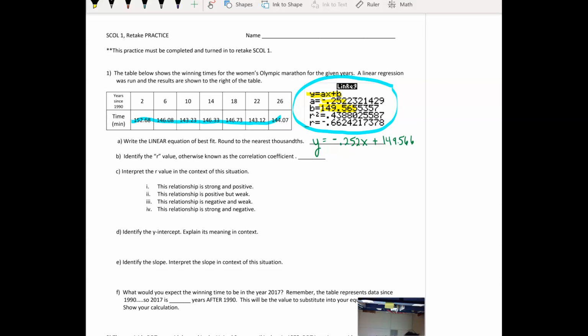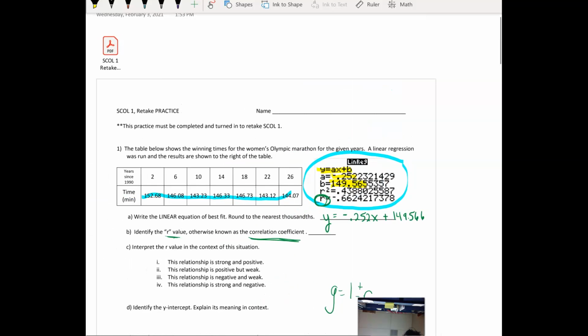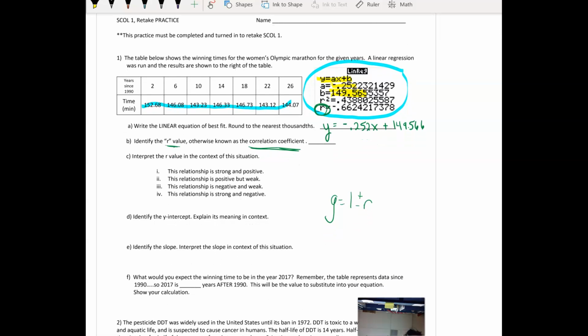The next thing we're going to ask is the R value. So the R value should not be confused with this R of G equals 1 plus or minus R. The R that's here is known as the correlation coefficient, and that's this number that I'm circling. And so I'm just going to write that down. Again, I'm just going to go to 3 numbers behind the decimal. So negative 0.662. So now we want to interpret this R number right here.